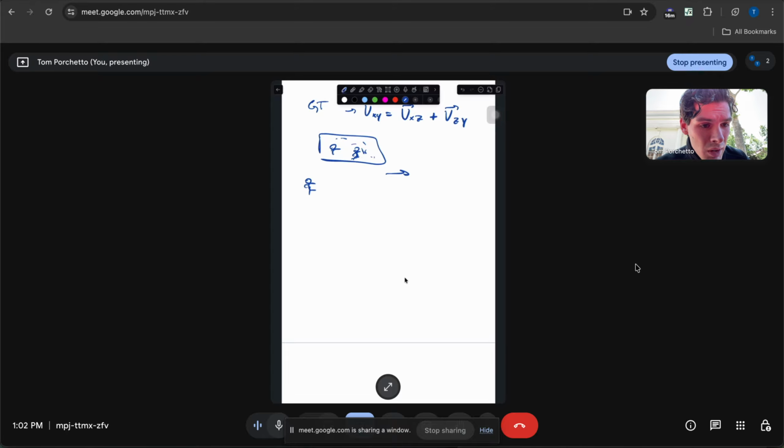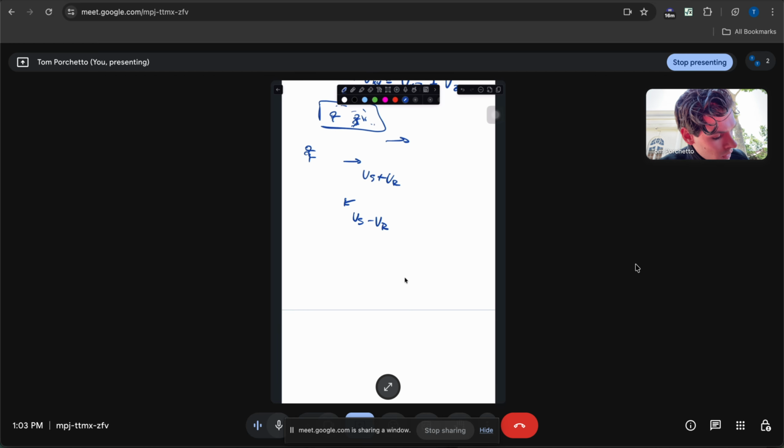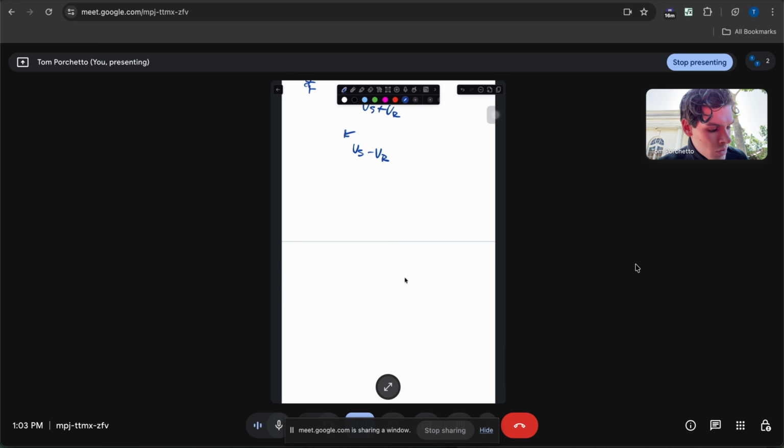So the two people inside the room are going to say that the velocity of the sound is the same in all directions. Now the observer is going to say that the velocity of sound going to the right is the velocity of sound plus the velocity of the room, and to the left is going to be the velocity of sound minus the velocity of the room. So that's Galilean transformations applied.